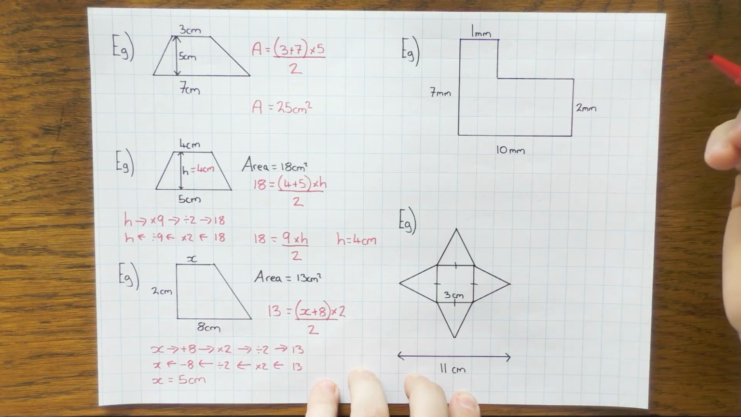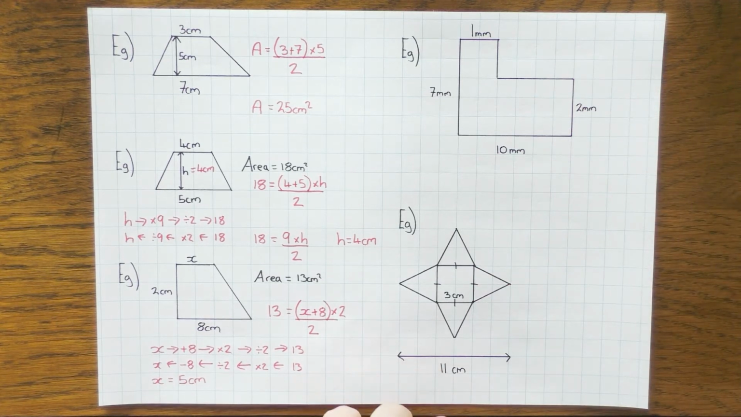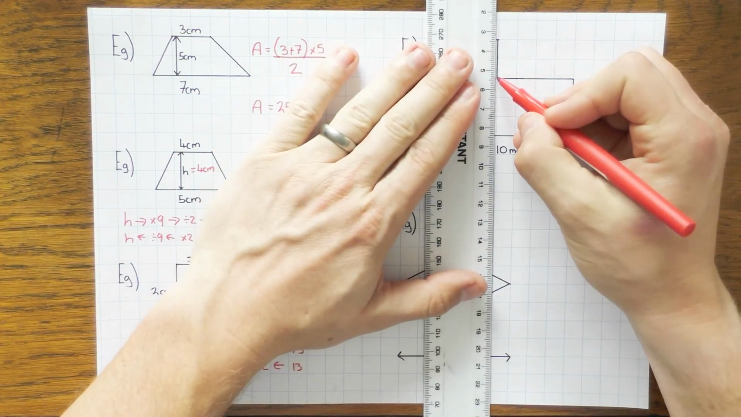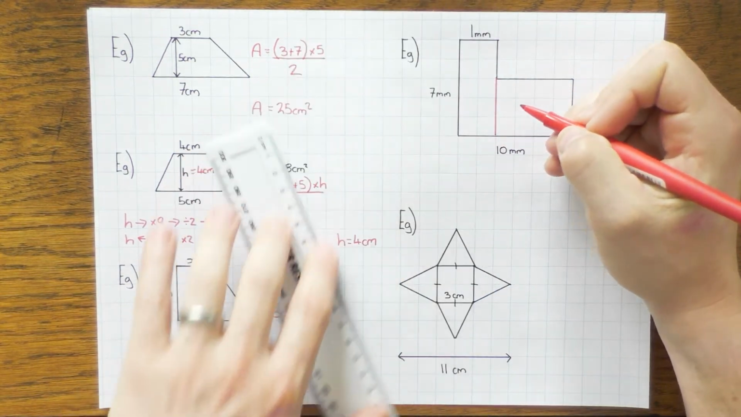Now I'm going to have a quick look at compound shapes. Now there's no formula to work out the area of a compound shape. What you have to do is split the shape up into multiple shapes of the shapes that you do know how to work out the area of. So the most obvious one with this one is to split this up into 2 rectangles, which is what I've just done here.